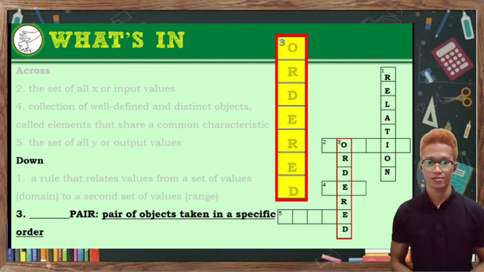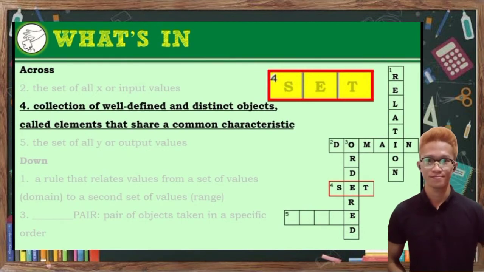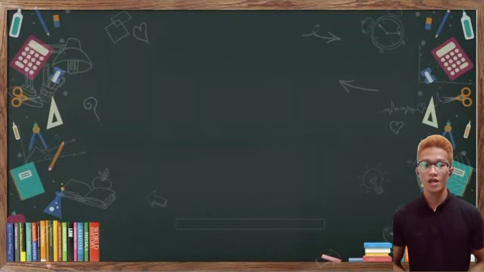And for our across puzzles, we have number 2, 4, and number 5. Number 2. The set of all x or input values. And the answer is domain. Very good. Number 4. Collection of all well-defined and distinct objects called elements that share a common characteristic. And the answer is set. Very good. Number 5. The set of all y or output values. And the answer is range. Very good. Now, let's proceed to our discussion.